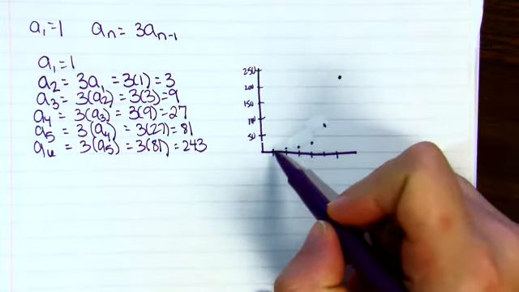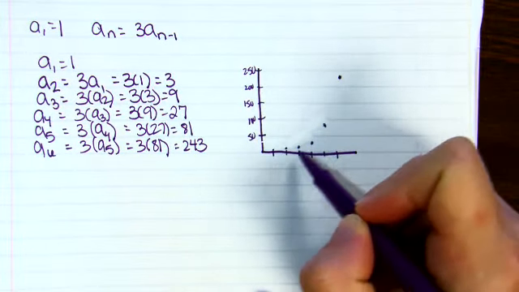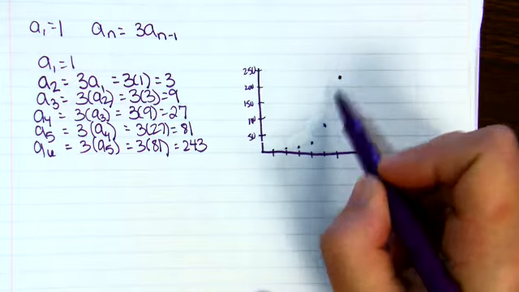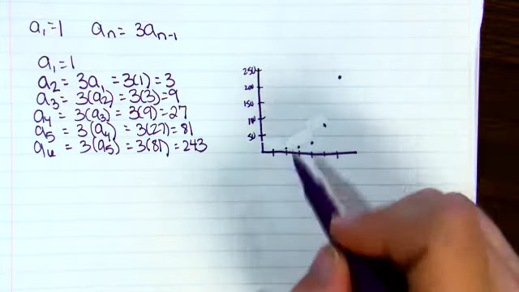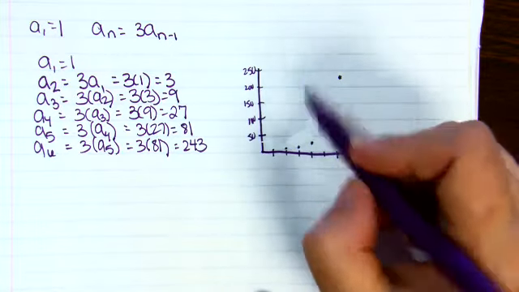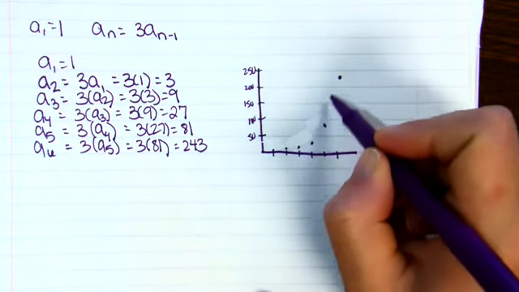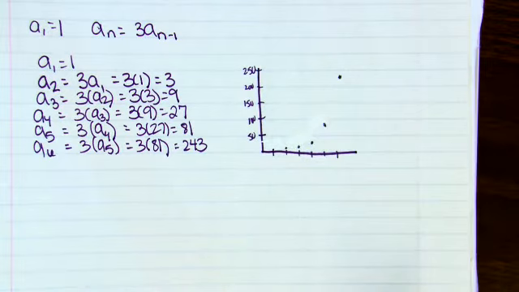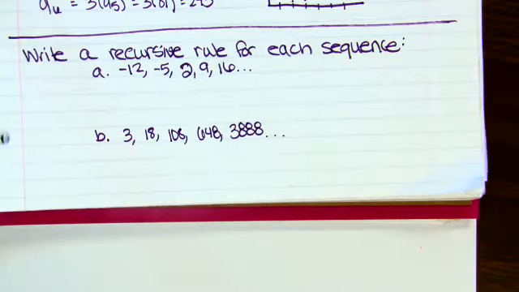So if you look at these points, this is obviously not linear, and it has that exponential curve to it. Again, I'm not connecting them because this is a discrete graph, but you can see that it has the exponential growth curve to it. Okay, so finally, when you're given a sequence, you need to be able to come up with the recursive rule for it.